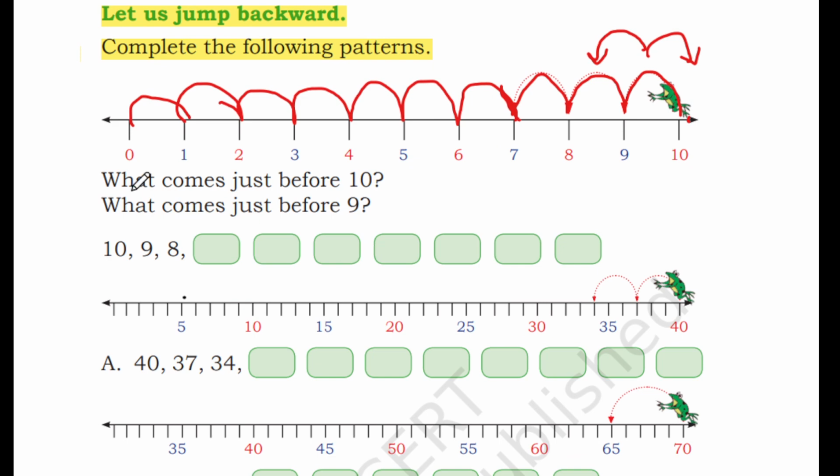Now the question is, what comes just before 10? So look at here. So what number is just before 10? The number 9. So you can write the number 9. Okay, the next question. What comes just before 9? So what comes just before 9? So before 9 is 8.